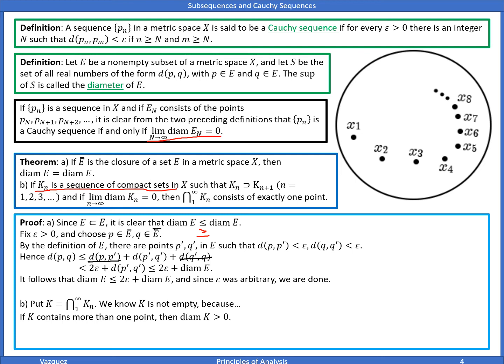Well, if K contains more than 1 point, then the diameter of K must be greater than 0. But for each n, K sub n contains K. So the diameter of K sub n is greater than or equal to the diameter of K. But that contradicts the assumption, right? That the diameter of K sub n goes to 0.